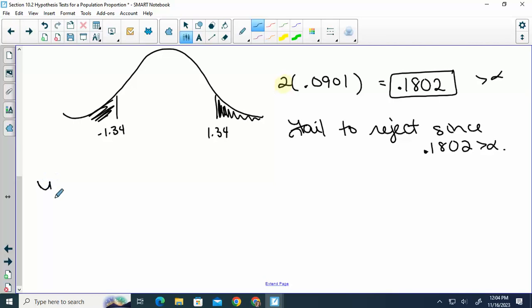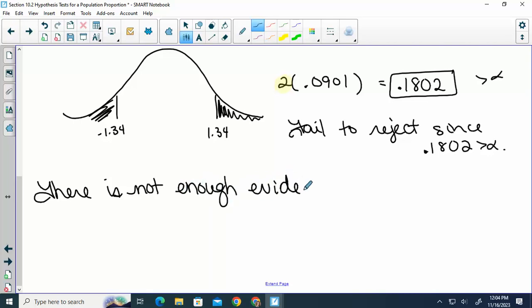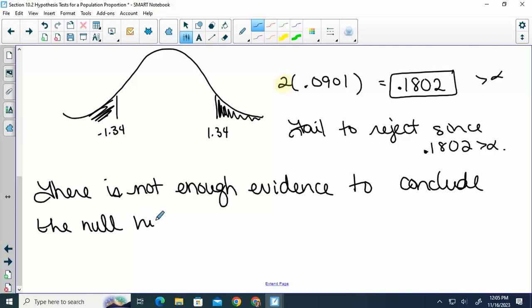So if I asked you to write a conclusion sentence, there is not enough evidence to conclude the null hypothesis is false. Or you could say something along the lines, we can't prove that the proportion is different. Any questions on that one?